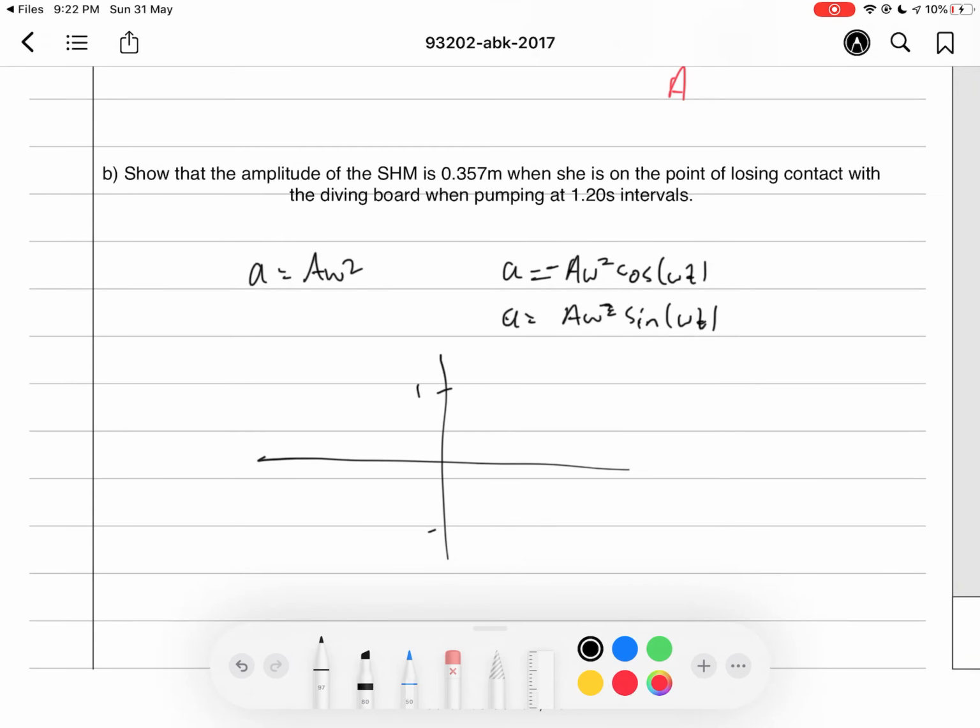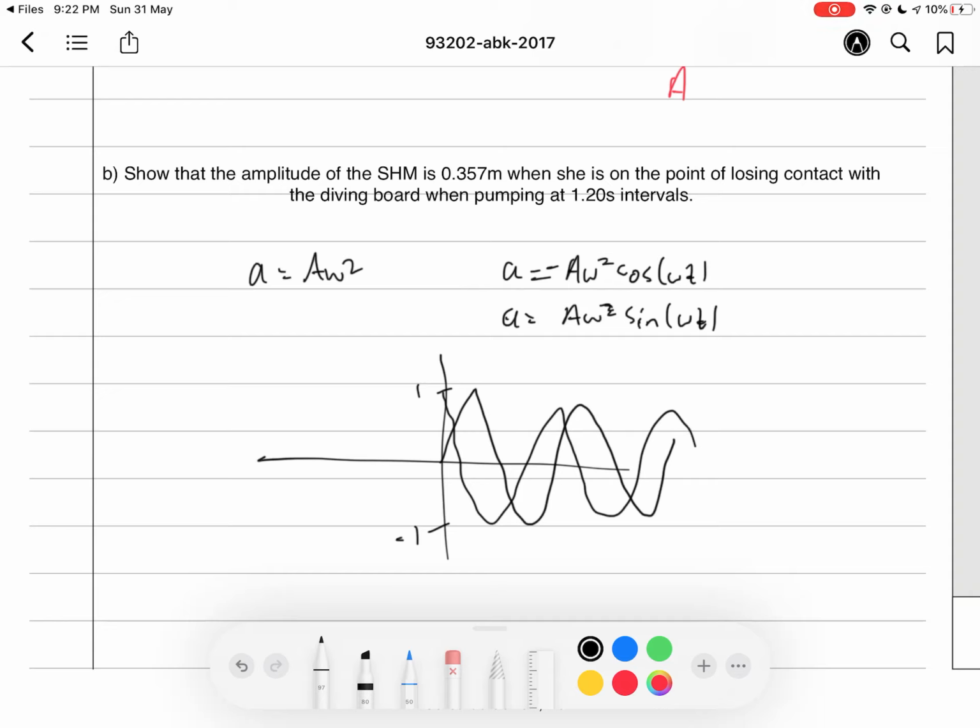So a cos graph starts at 1 and oscillates between -1 and 1, and a sine graph starts at 0 and does the same, oscillates between 1 and -1. It's a bit of a messy drawing, but my point is that the maximum and minimum values of the sine and the cos graph are 1 and -1. At the maximum acceleration, this cos omega t or sine omega t is going to be equal to 1.